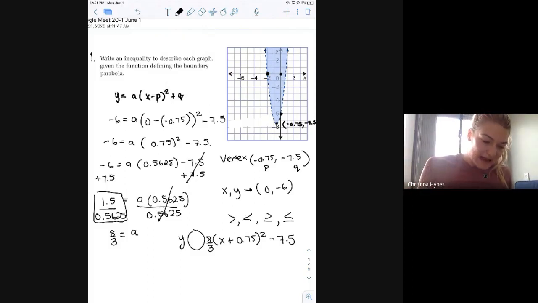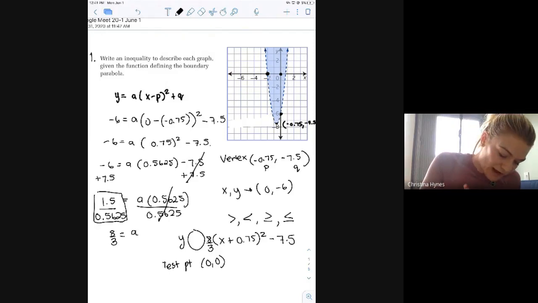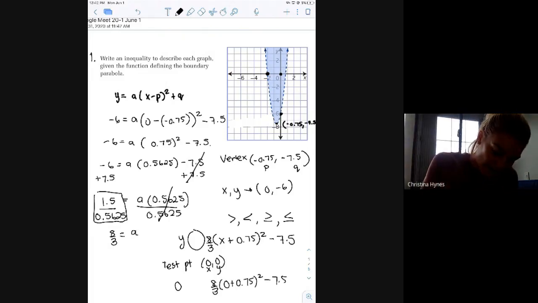So the point I'm going to use is 0, 0 because it's within the shaded region. I always like to pick an easy point to substitute, and 0, 0 is the nicest one to substitute, of course. You can pick anything as long as it's within that shaded region. So my y is 0 and my x is 0. Is 0 bigger or smaller than 8 over 3, 0 plus 0.75 squared minus 7.5?